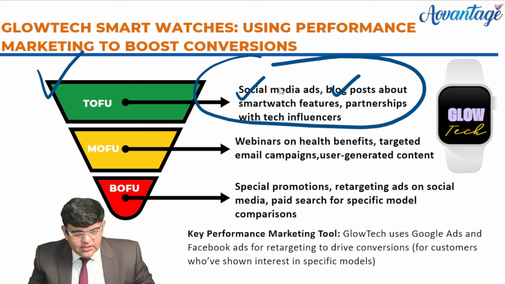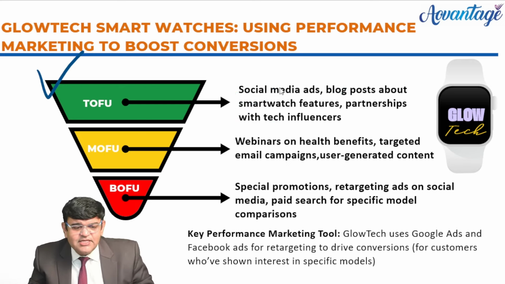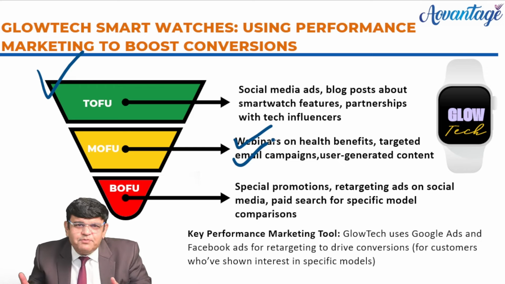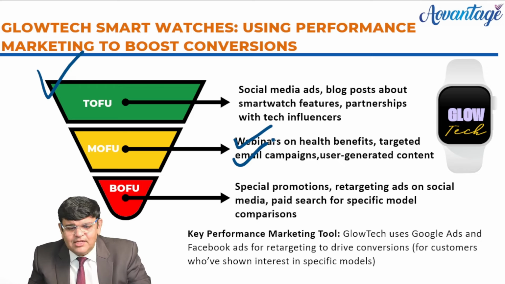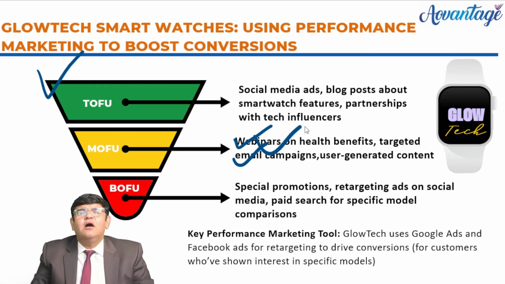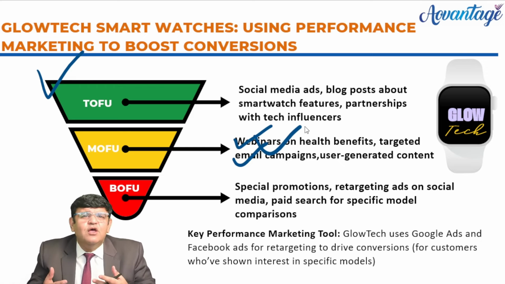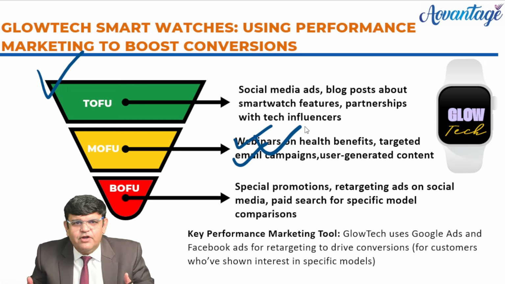Next, you can see the middle of the funnel stage, where you're trying to build that relationship. So what would you do here? Typically, you'd have, say, a webinar on health benefits of using smartwatches, targeted email campaigns. Now you've captured the emails through various content marketing. You have targeted emails there, and also you use user generated content, maybe a box opening, maybe a user who's used this and has certain views and various reviews of it.